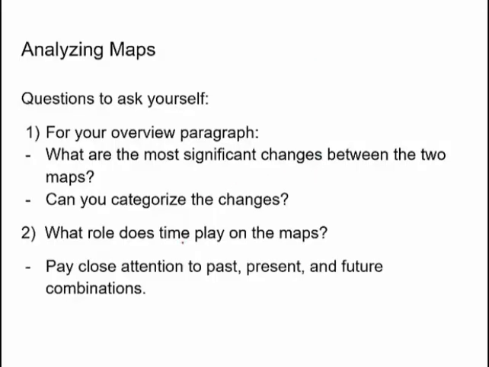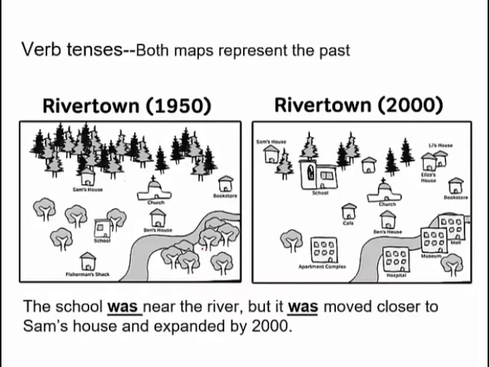Okay, what makes these difficult for many students, and what can pull down many student scores, is that time is difficult to describe sometimes on these maps because we have different relationships that are possible between the two maps that you are presented with. So we might have, as we saw before, Rivertown represented in 1950 and the year 2000.